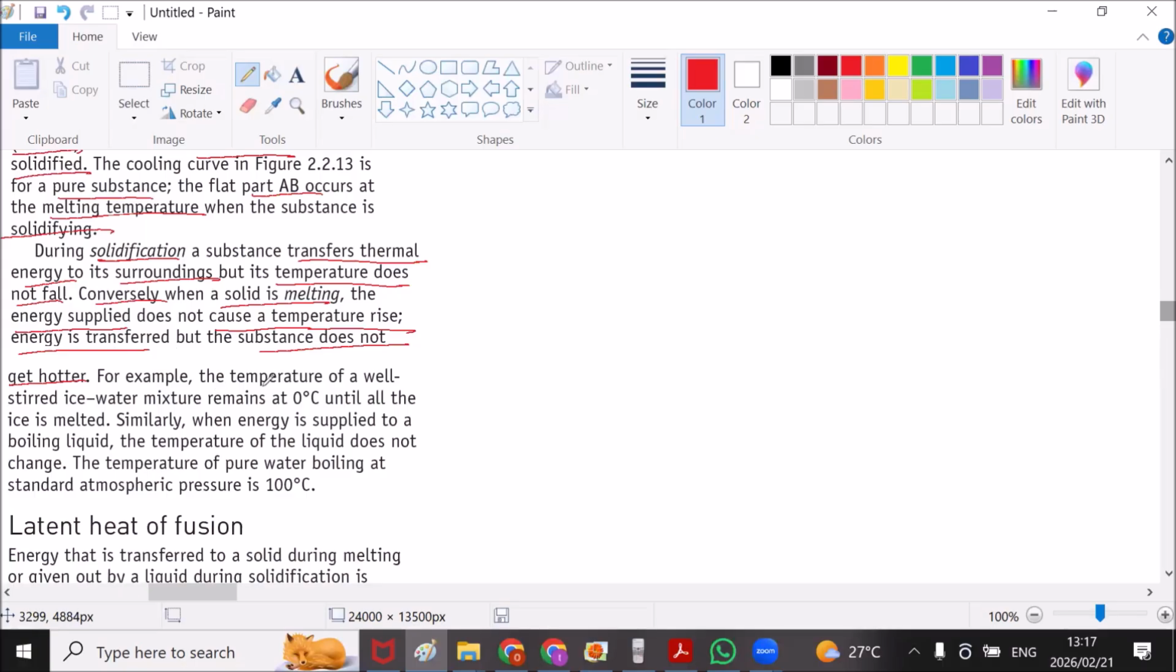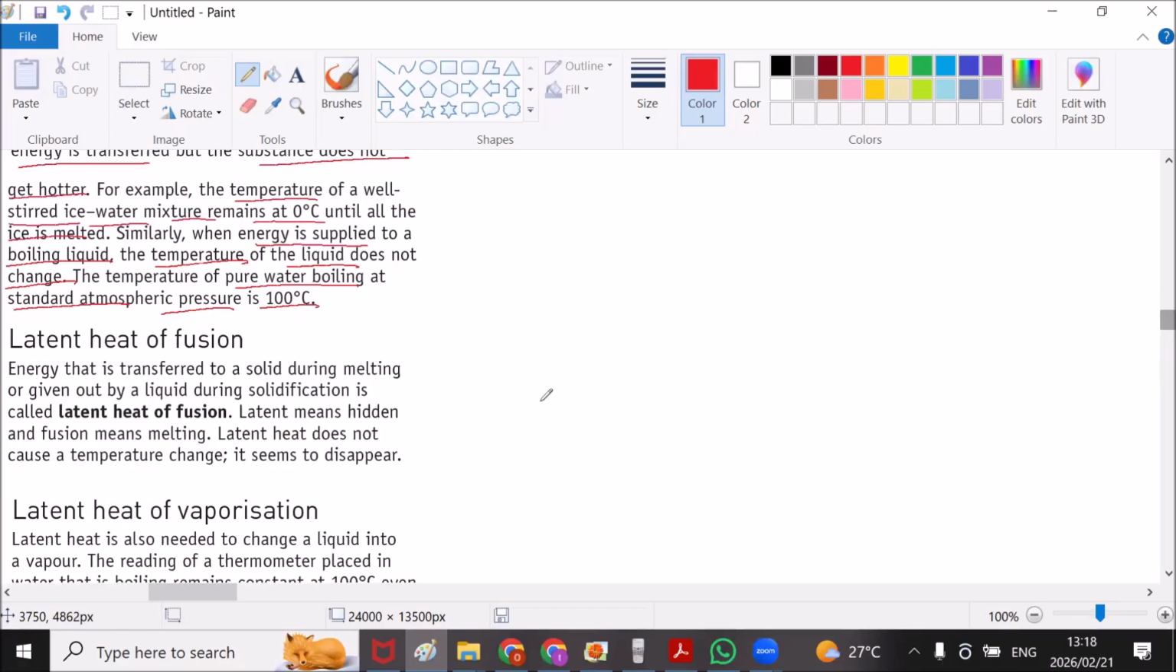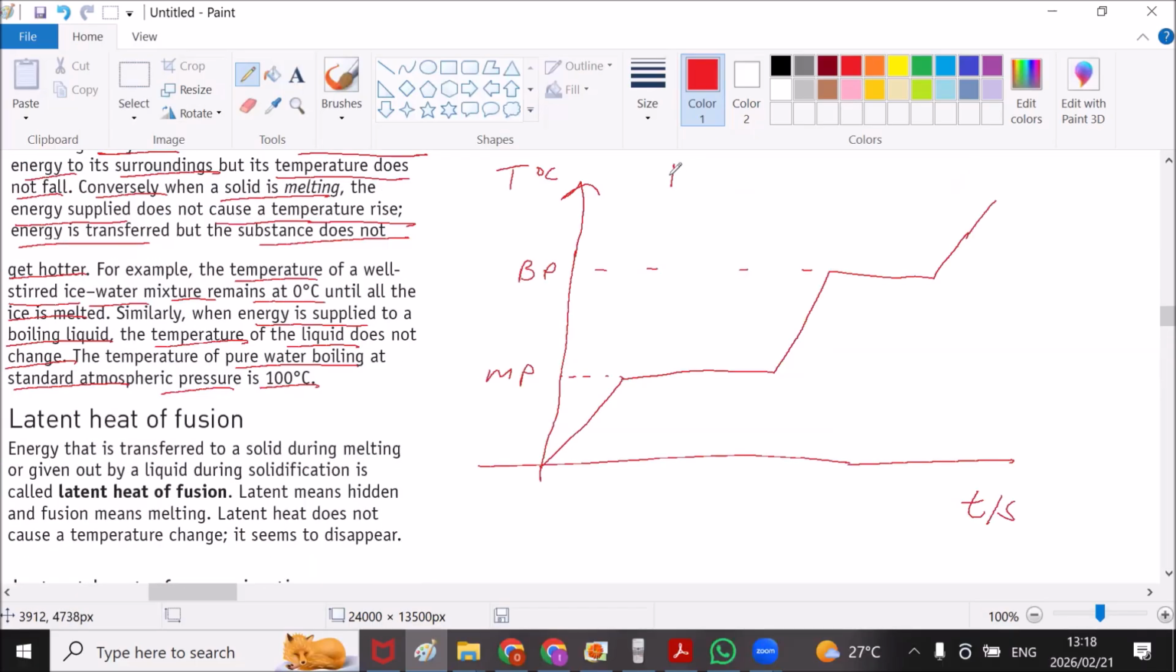For example, the temperature of a well-stirred ice-water mixture remains at 0 degrees Celsius until all the ice is melted. Similarly, when energy is supplied to a boiling liquid, the temperature of the liquid does not change. The temperature of pure water boiling at standard atmospheric pressure is 100 degrees Celsius. So we can see this is what we call a heating curve.